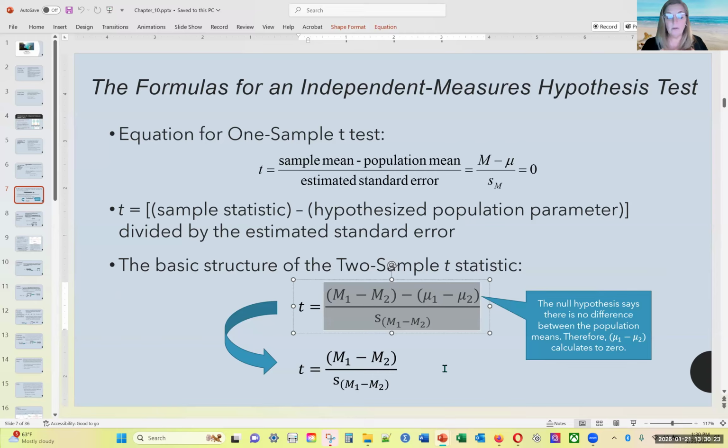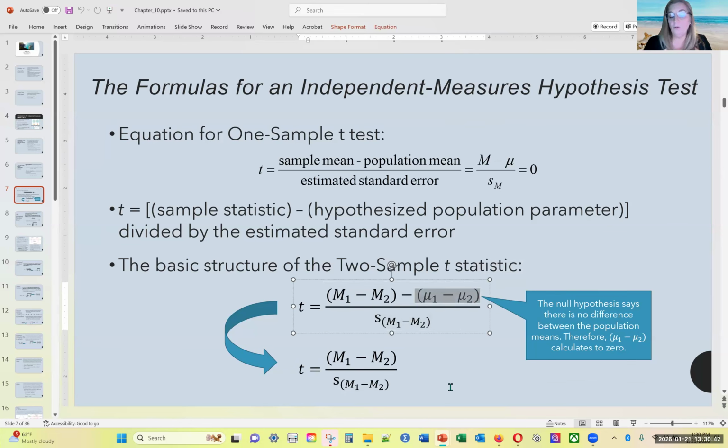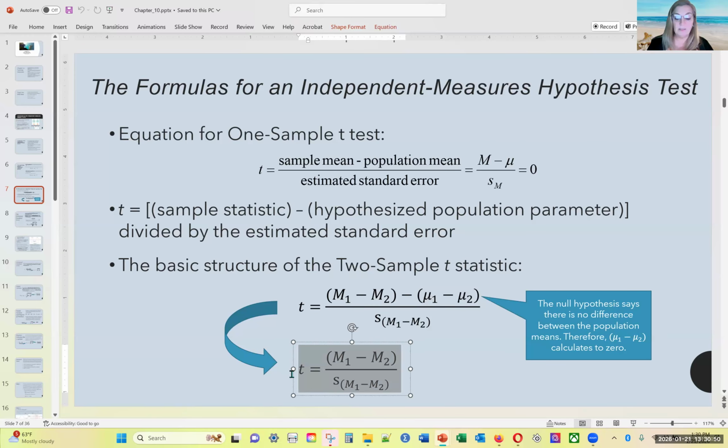When you are calculating the t-statistic, you should understand that this is really what's going on. You are finding the difference between your sample means and your two population means, and then dividing by standard error. However, since this equals 0, the null hypothesis says that there's no difference, we can drop that from the formula and just look at the formula simply as this.